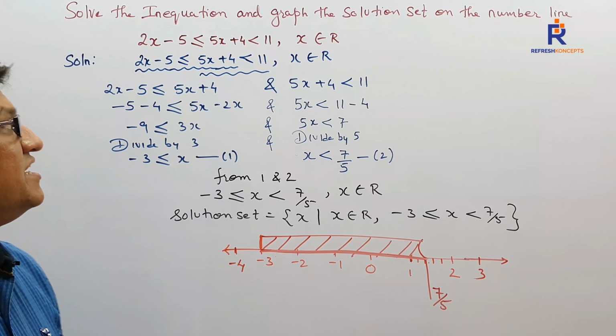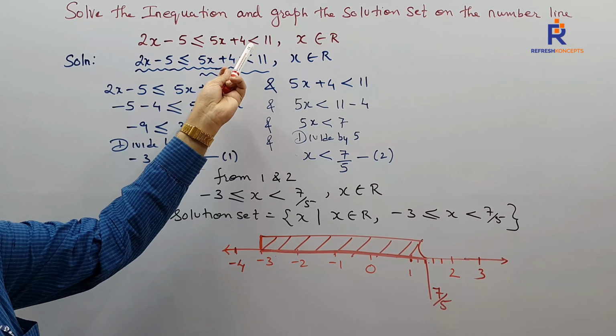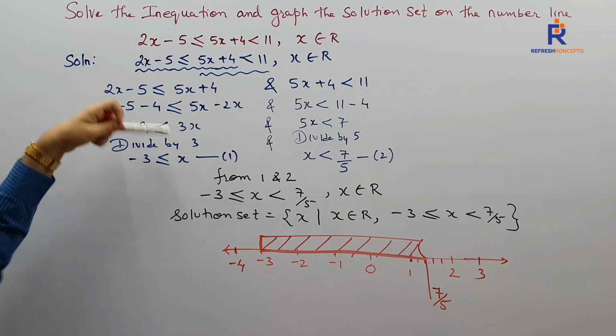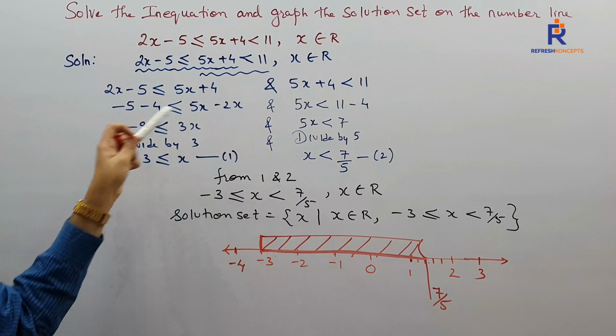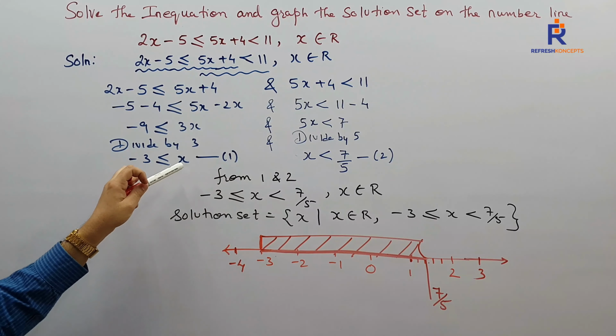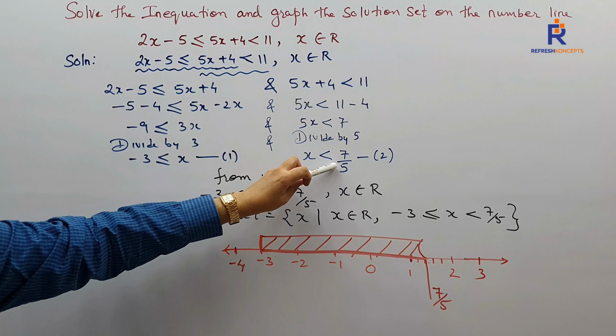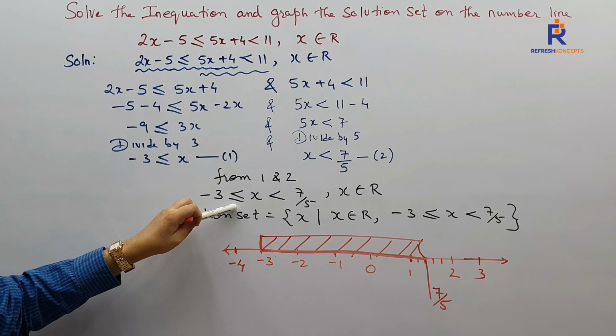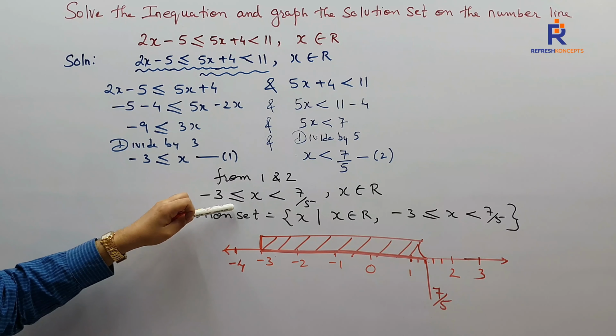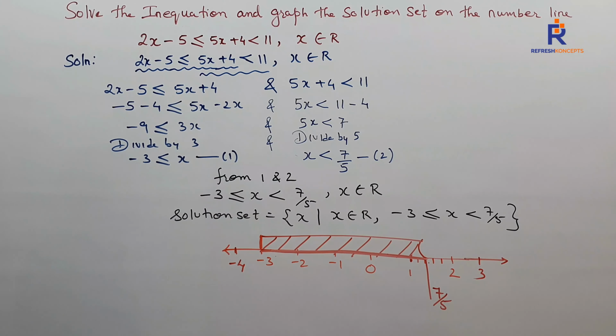So, what have we learned? Whenever we have two inequality signs, we have to separate them and solve one after the other. It is not necessary that you solve it simultaneously. Give this equation number 1, give this equation number 2, and club them together to get a final solution set in terms of inequation. Write down the solution set, thereafter plot it graphically, that is, on the number line. Right, children? As simple as that.